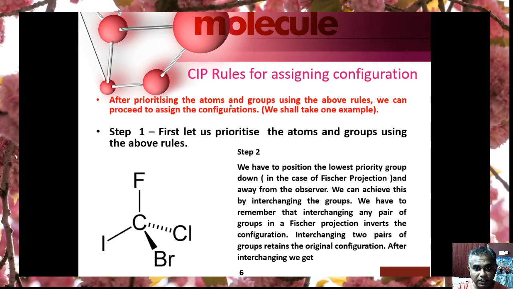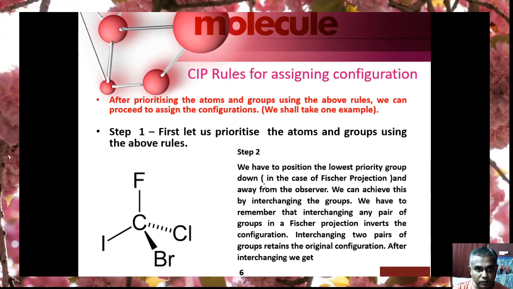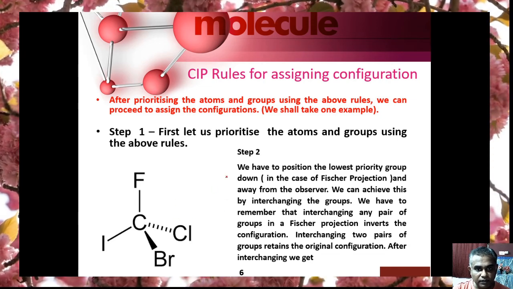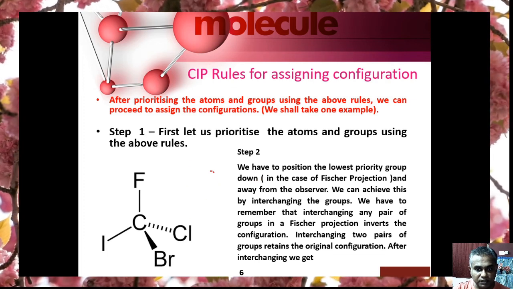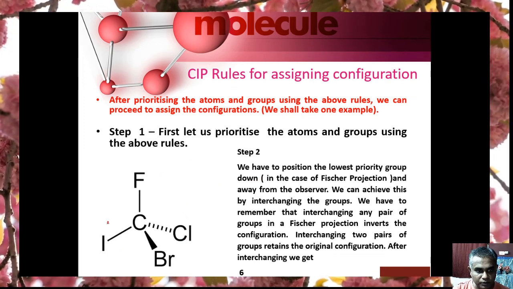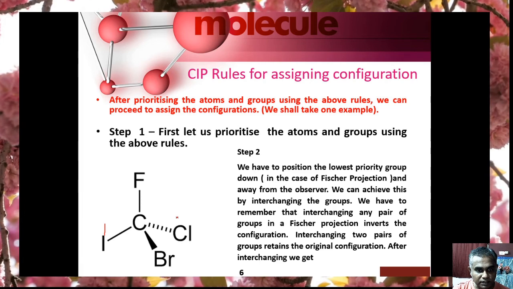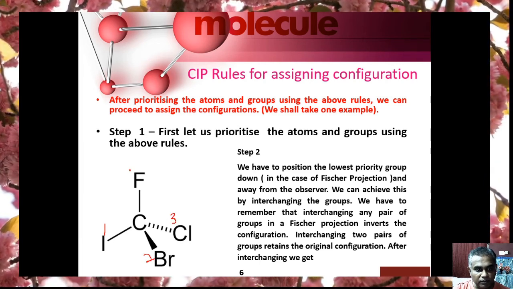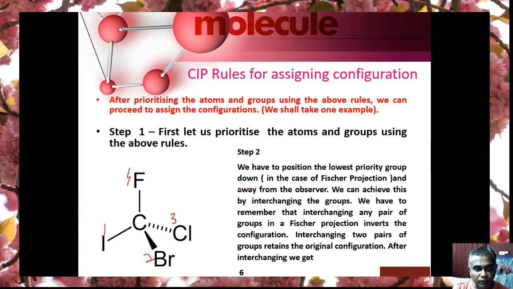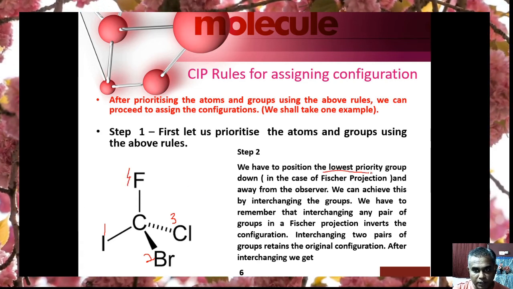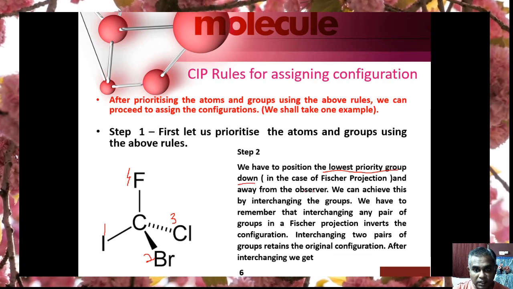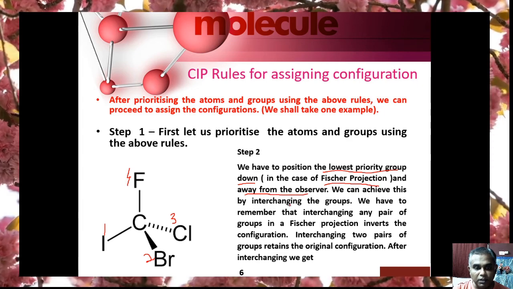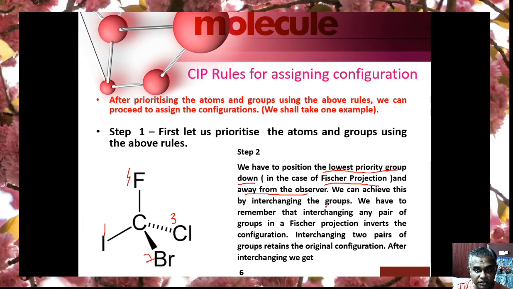After prioritizing the atoms and groups using the above rules, we can proceed to assign the configuration. Let us take this first example. So let us first prioritize the atoms and groups using the above rules. Iodine gets number 1, bromine gets number 2, chlorine gets number 3, and fluorine gets number 4. Okay, and we have to position the lowest priority group down in the case of Fischer projection and away from the observer. And this can be done by interchanging the groups.